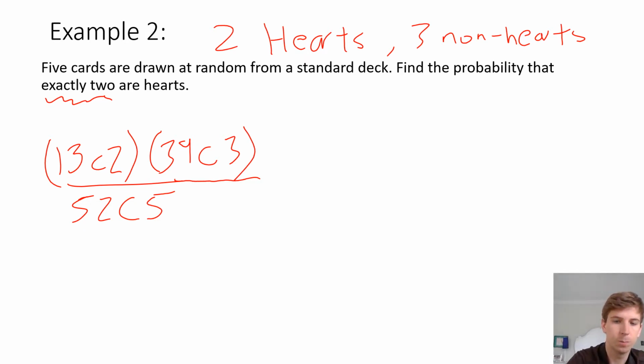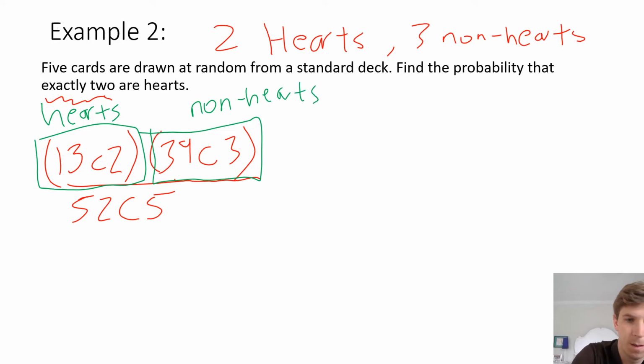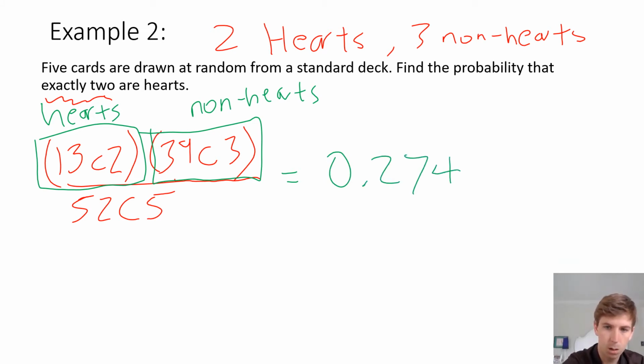This first part, that's choosing the hearts. This second part, that's choosing the non-hearts. We throw that all in the calculator, you get about 0.274. Okay.